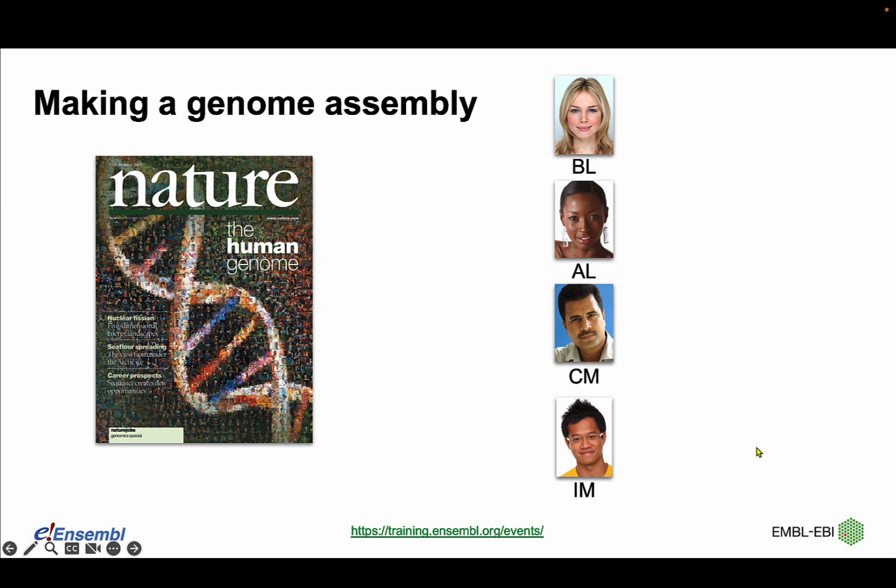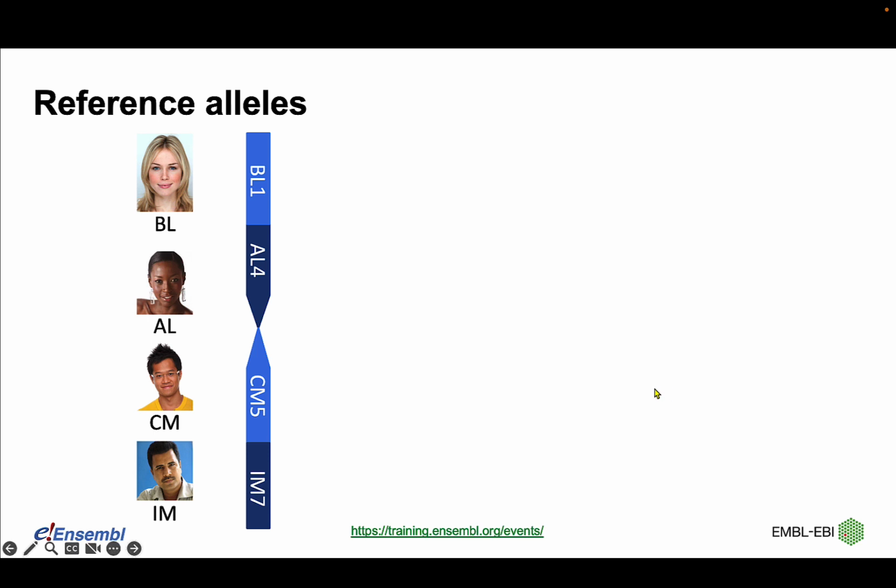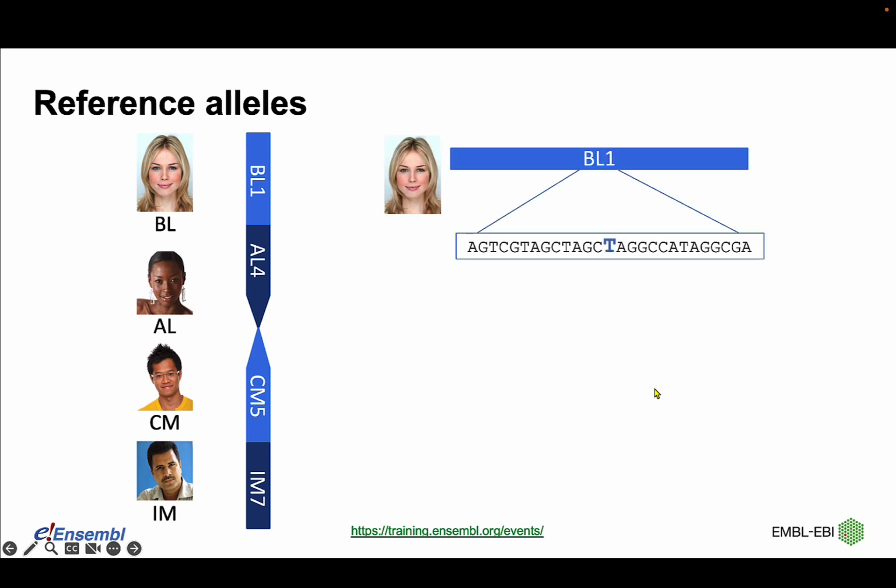So the human reference genome is not a genome made of a single person, but it is actually made up of fragments from different individuals. So when we take a sequence from the reference genome, this sequence is actually found from this individual. So when we look at a specific variant, so for example, this T in this sequence, it doesn't necessarily mean that it is a representation of all the human individuals around the world.